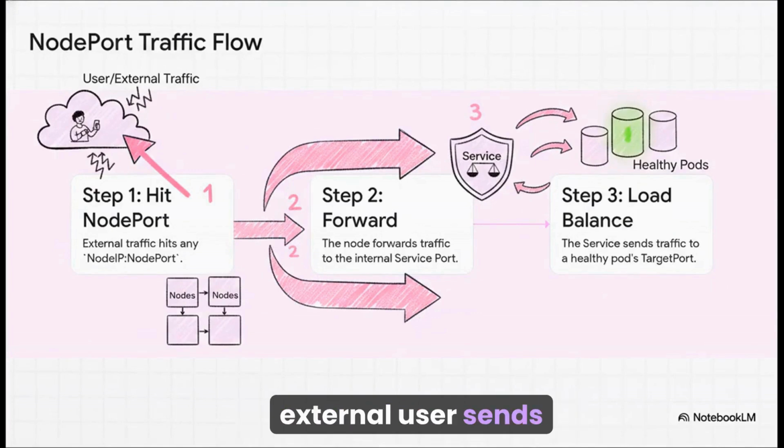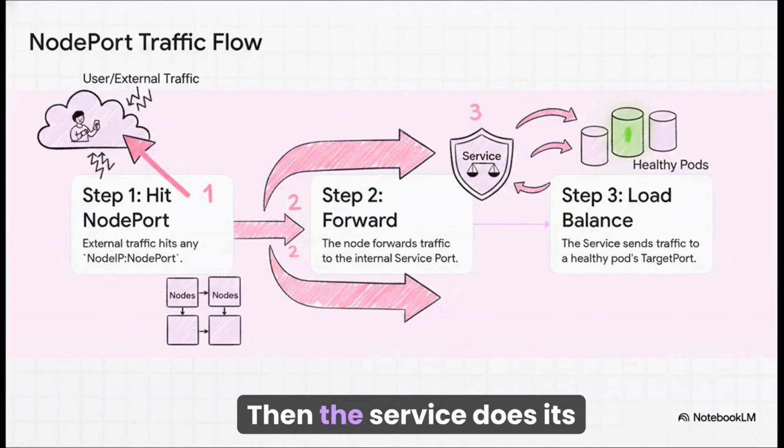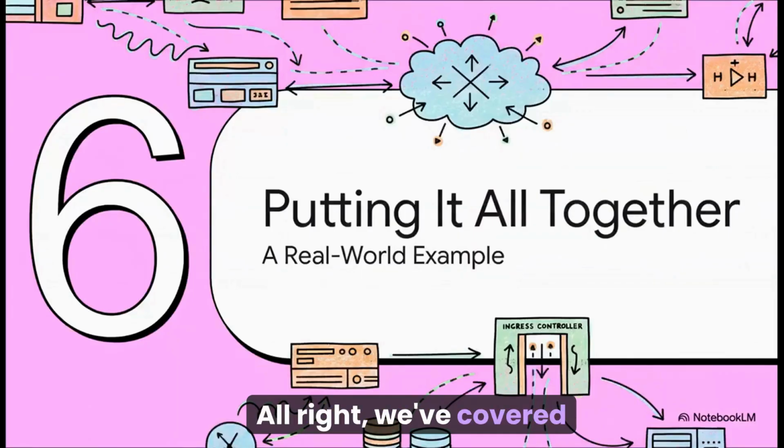An external user sends traffic to the IP of any node on that special node port. That node grabs the traffic and forwards it to the internal service IP. Then the service does its job, picks a healthy pod, and sends the traffic to the right container port on that pod. See how it all connects? All right, we've covered all the core concepts, from pod IPs all the way to service types. Let's put it all together now and see how these pieces work in harmony in a real-world app.